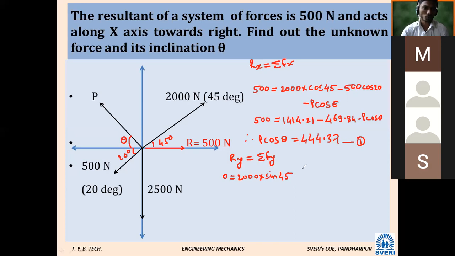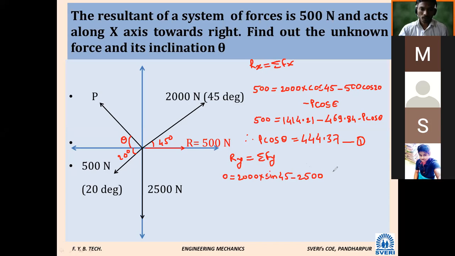What about this vertical force 2500? Negative. Minus 2500. Why have we taken minus? Downward direction. Then the 500 Newton force. What will be its y component? Negative 500 into sine 20. Very good. Which is remaining now?